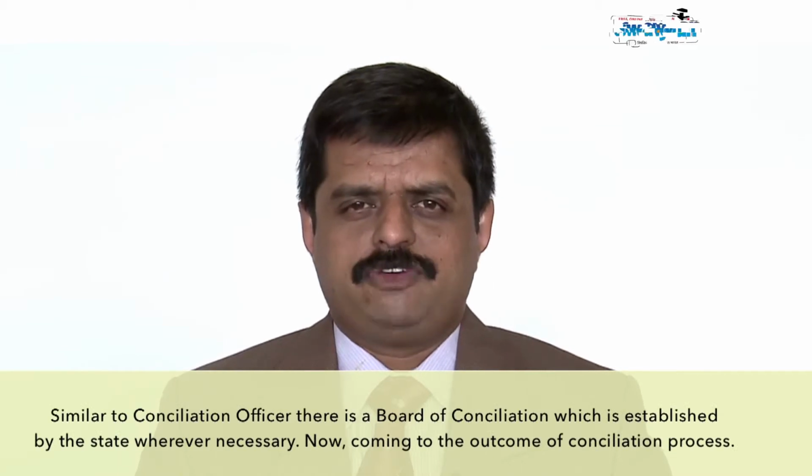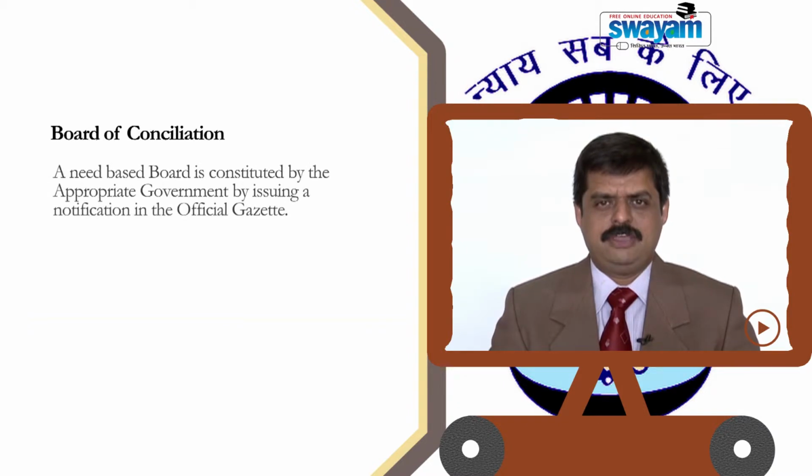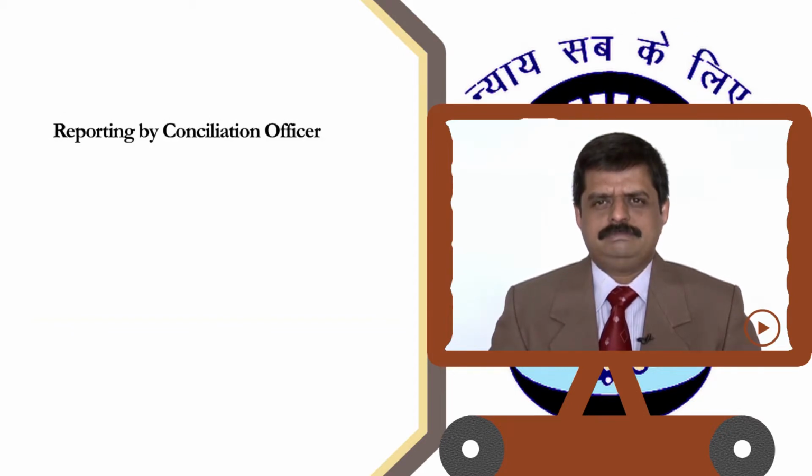Similar to a conciliation officer, there is a board of conciliation which is established by the state wherever necessary. Now, coming to the outcome of the conciliation process. Whenever a conciliation process is conducted, he is under a duty to report it to the appropriate government. Reporting is done under two different circumstances.